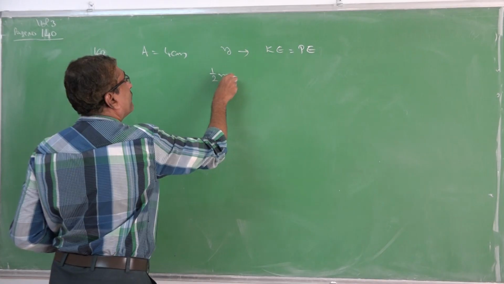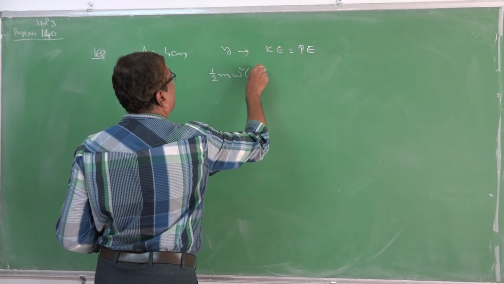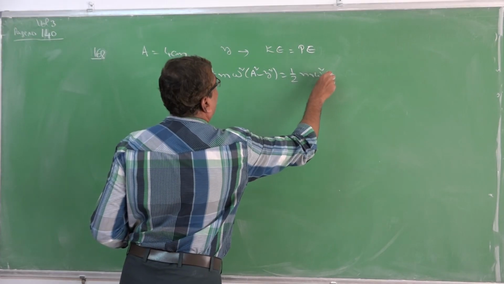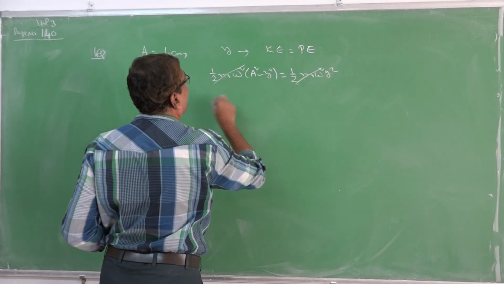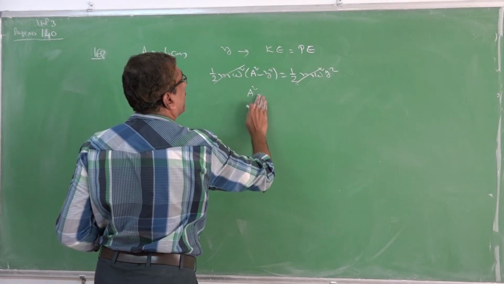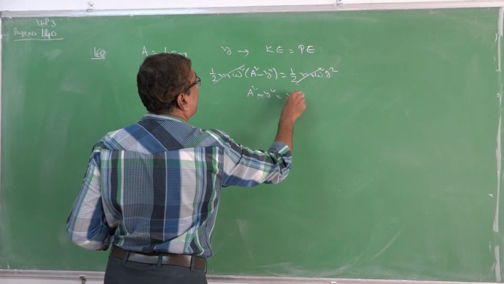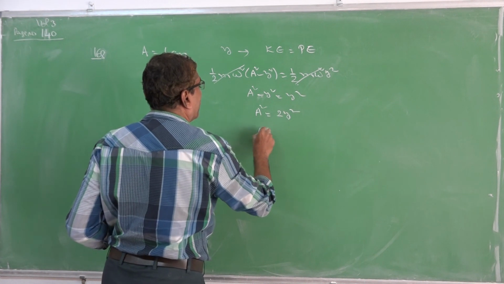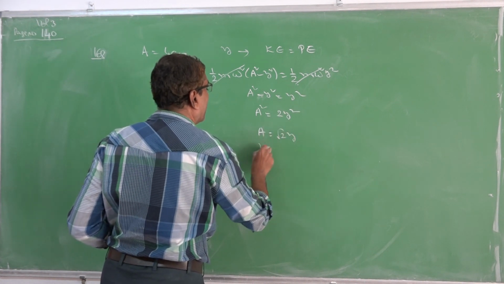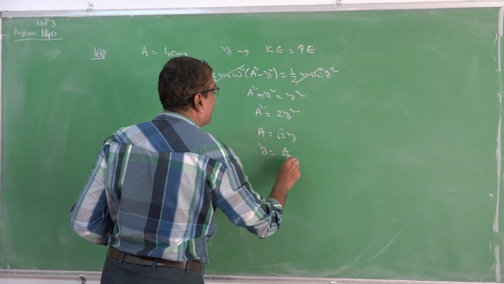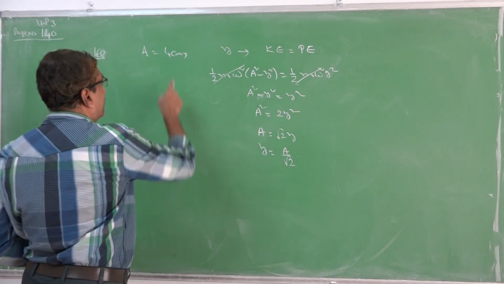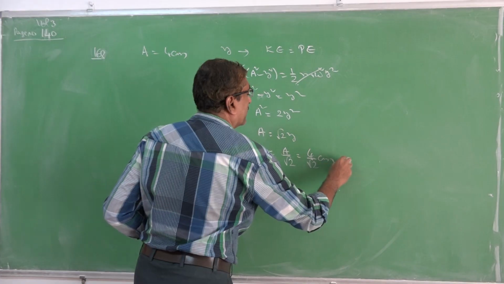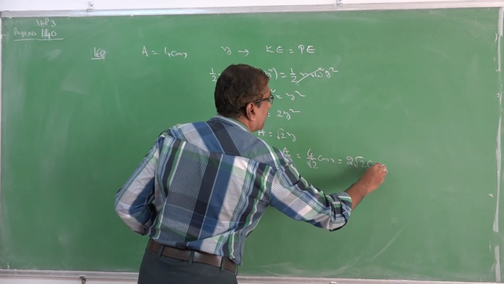Half m omega square into A square minus y square is equal to half m omega square y square. So, A square minus y square is equal to y square. So, A square is equal to 2y square. So, A is equal to root 2 y, or y is equal to A by root 2. So, A is given 4, that is 4 by root 2 centimeter, that is 2 root 2 centimeter.